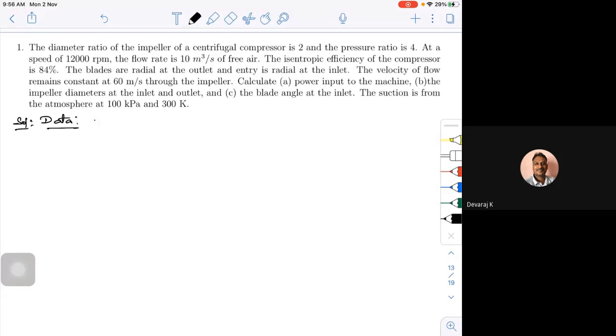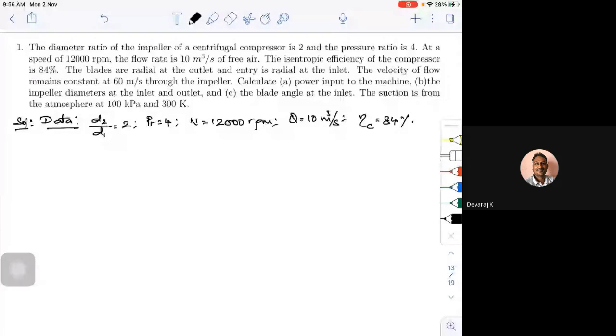They are given the ratio of outer diameter to inner diameter as 2. At the same time, they are given the pressure ratio as 4, the speed as 12,000 rpm, and the discharge as 10 meter cube per second. The total to total efficiency or compressor efficiency is around 84%, and it is radial at the exit. That means beta 2 is 90 degrees.